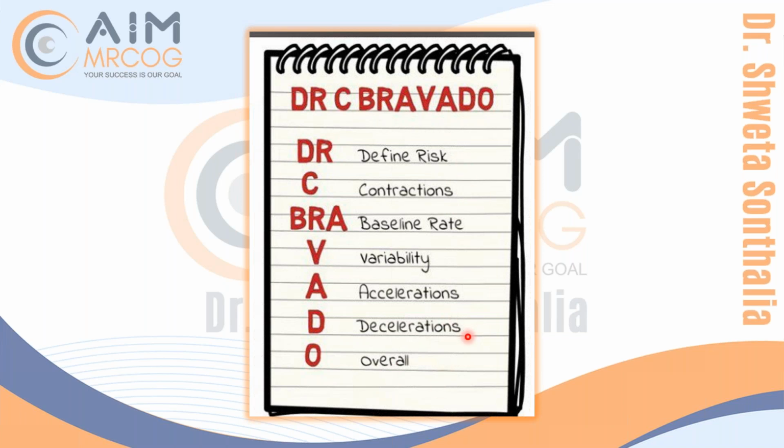Like for a VBAC lady, if I see deceleration, I'm more concerned compared to a primigravida who is having deceleration, right? Because CTG abnormality could be a sign of uterine rupture. So that's the reason we should look at the woman overall, not only the CTG. Don't read the CTG, read the woman's full scenario and then make your decision.